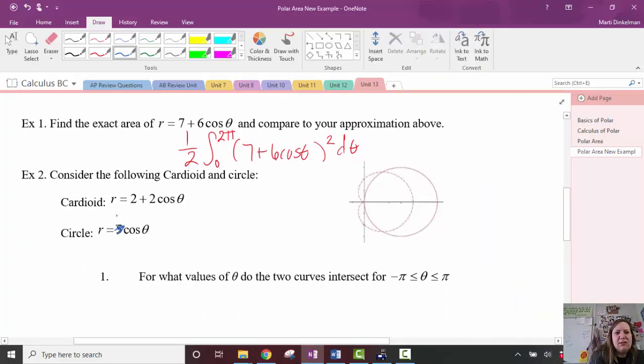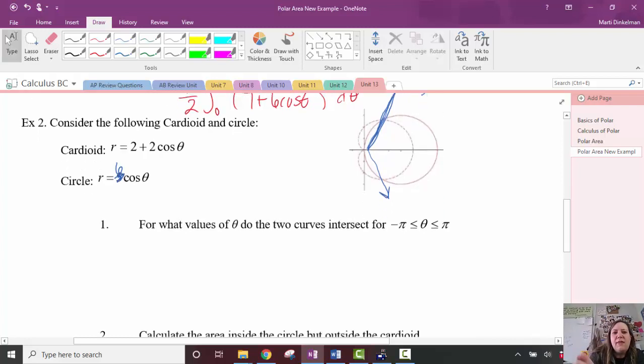This one I want to be a 6, so pretend that's a 6 cosine theta, and that's what I have graphed here. And this first question is asking me where it intersects. So sometimes we can kind of eyeball it. I like to draw these in here, by the way. You'll see in a second. So I'm betting that's a pi over 3, but let's just make sure that that makes sense by doing some algebra.